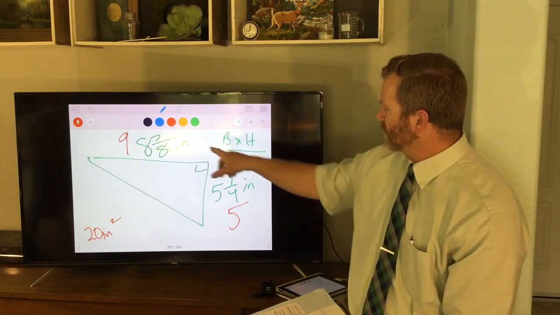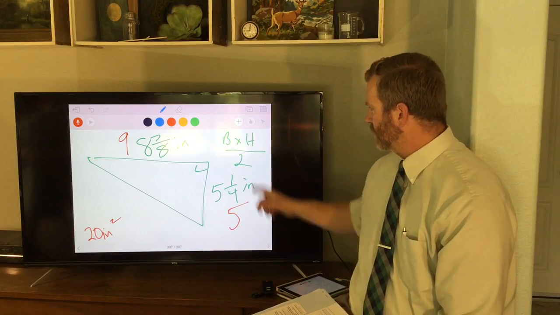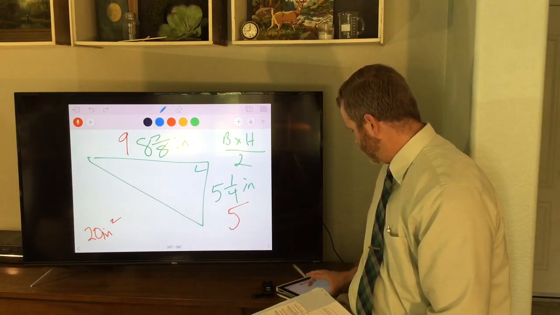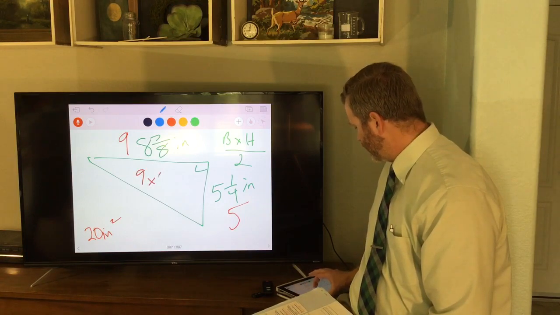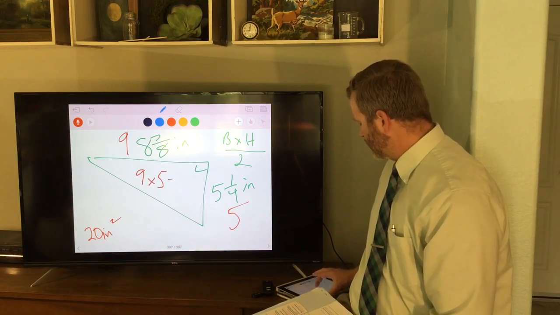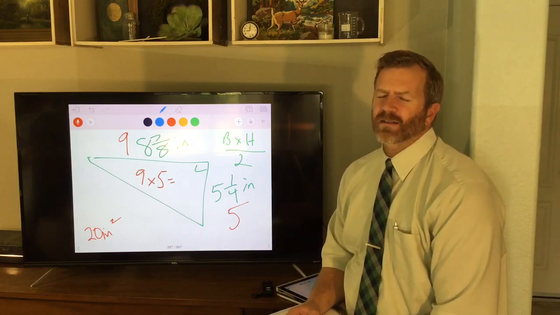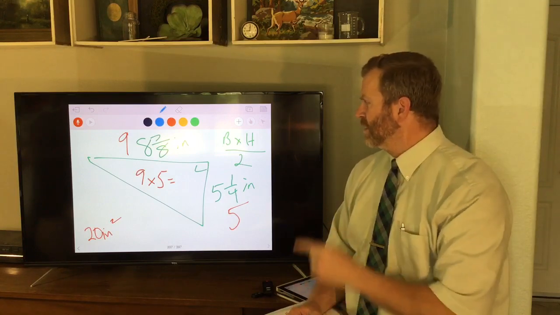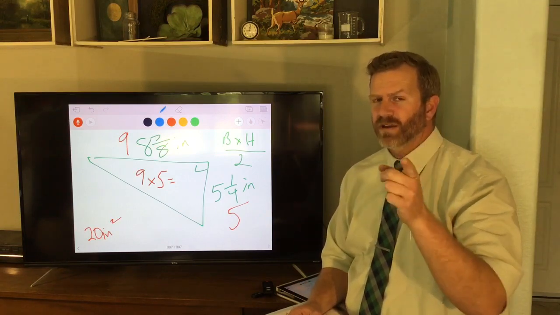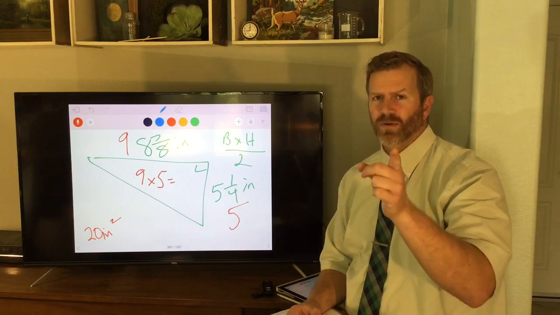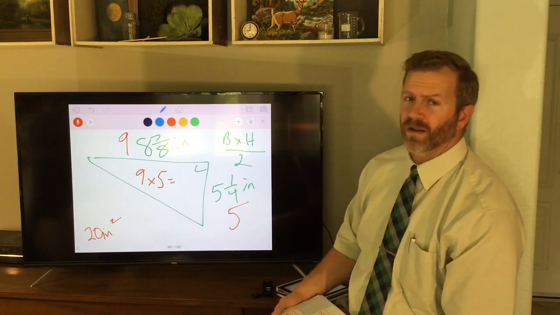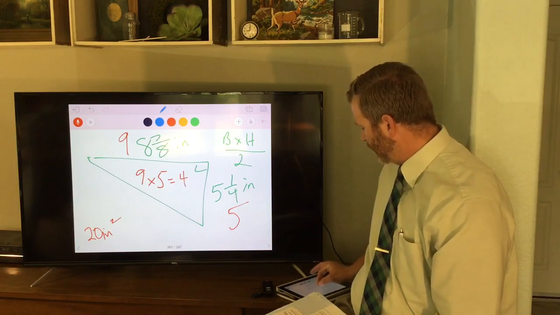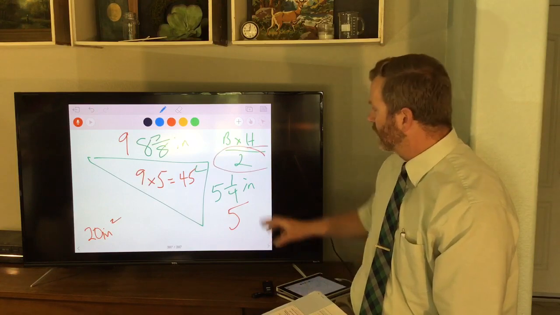So remember, we got our base times our height. So we're gonna go 9 times 5. And what is 9 times 5 equal? Let's see. Sophia, you paying attention right now? You better be paying attention. Here we go. Sophia, 9 times 5 is how much? Go ahead and yell it out. Make sure mom can hear you all the way down the hallway. Like, yell it out nice and loud. There you go, 45.